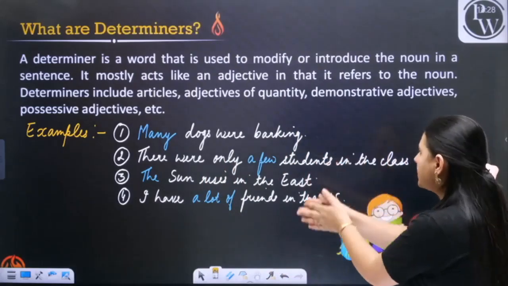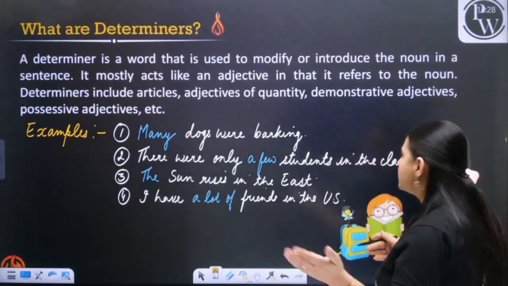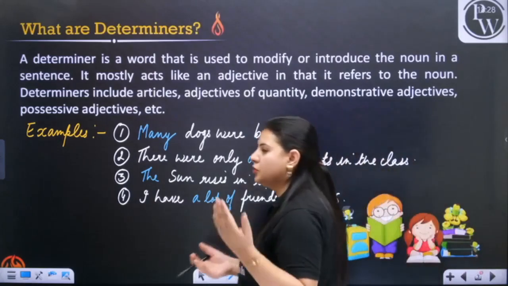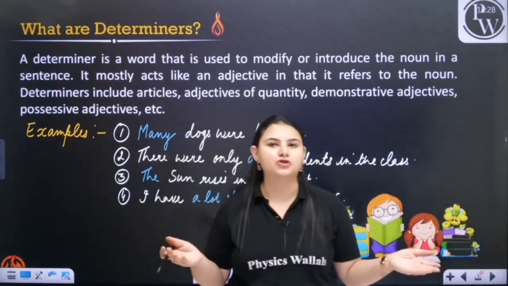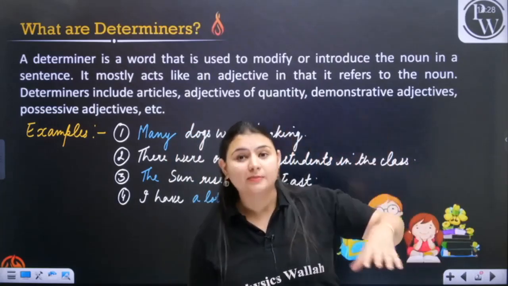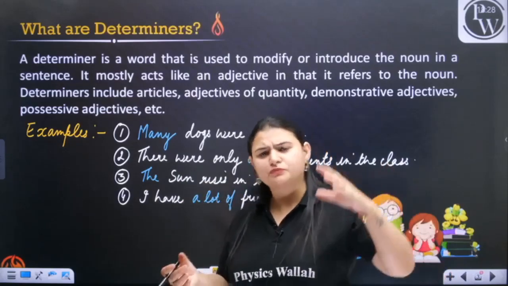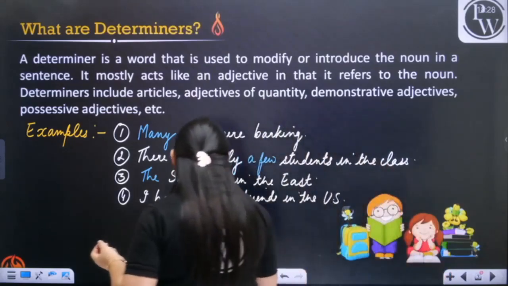Determiners include articles, adjectives of quantity, demonstrative adjectives, possessive adjectives, and so on. A determiner is a kind of adjective because adjectives also tell us about the noun. The determiners also tell us something about the noun. Now let's learn it through examples.